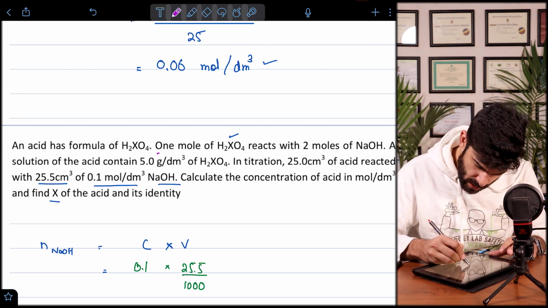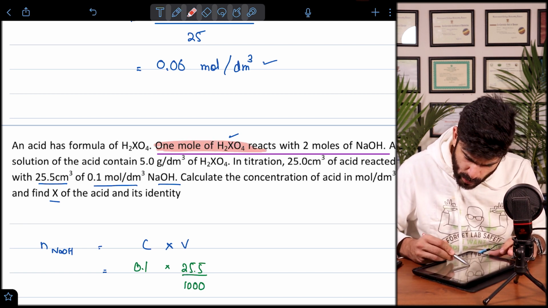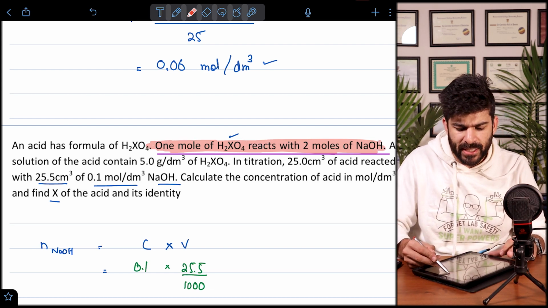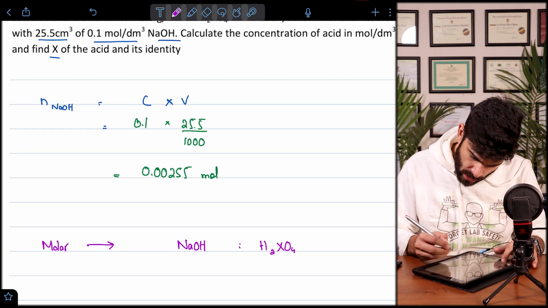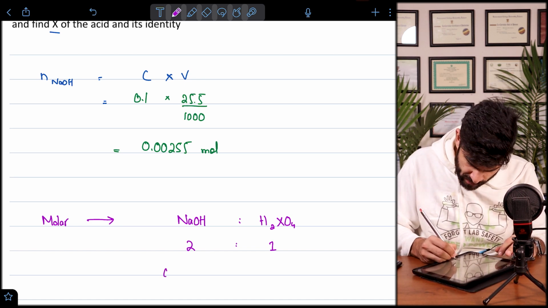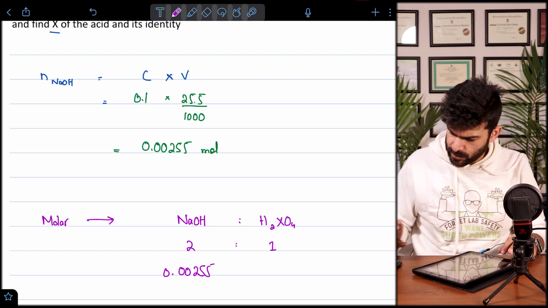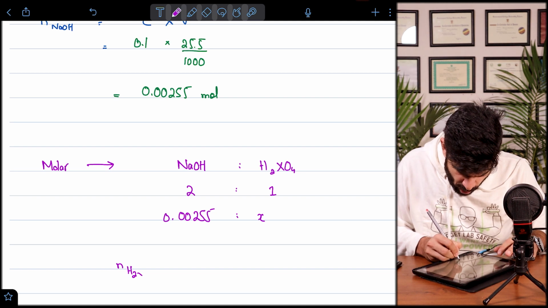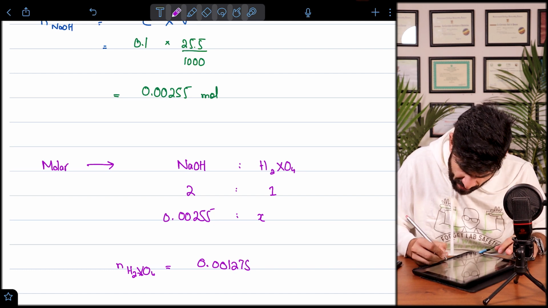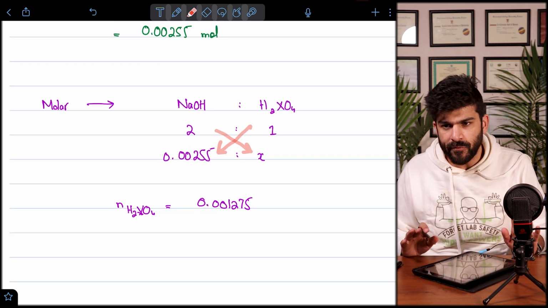In the second statement, it says 1 mole of H2XO4 reacts with 2 moles of NaOH. That is the information that we can get from the balanced chemical equation. So we know that 1 mole of H2XO4 and 2 moles of NaOH. Now let's use the moles of NaOH from the question and cross multiply the values. So the moles of H2XO4 are 0.001275. I just cross multiplied both the values. So these are the moles of H2XO4.